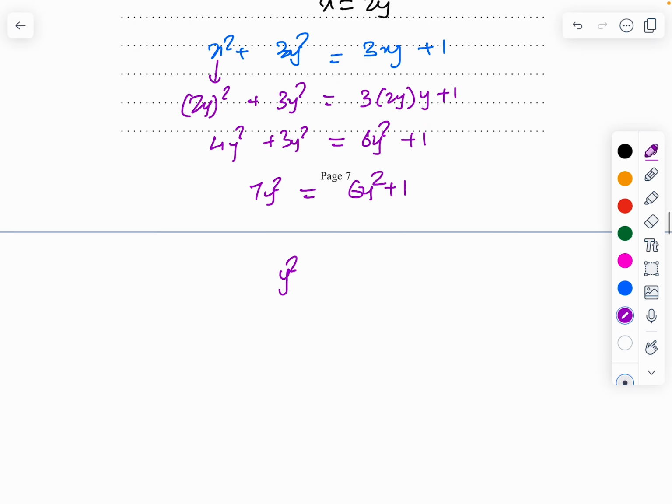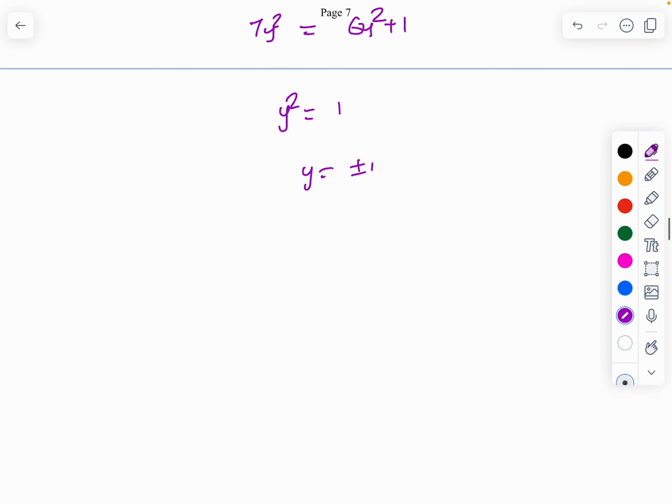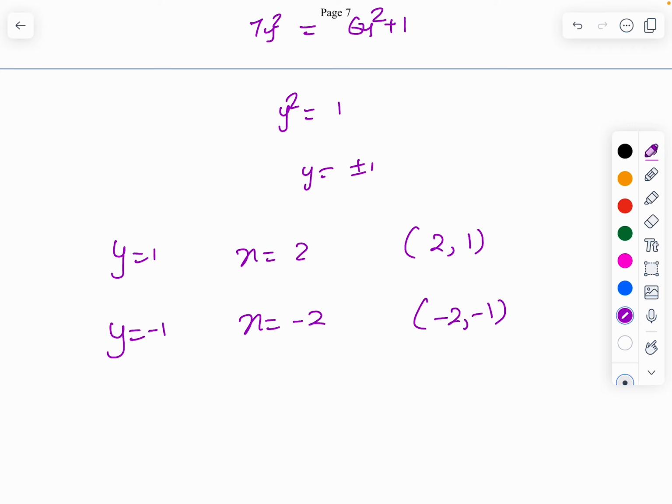So y square equals 1, y equals plus or minus 1. Once I get y equals plus 1, I get x equals 2, so 2 comma 1. If y equals negative 1, I get x equals negative 2. So negative 2 comma negative 1. These are the answers for the paper 1.